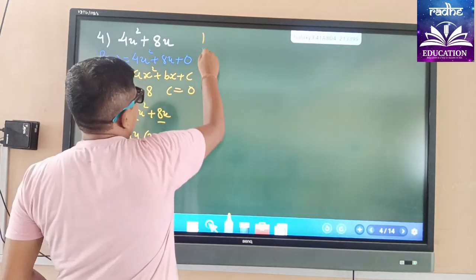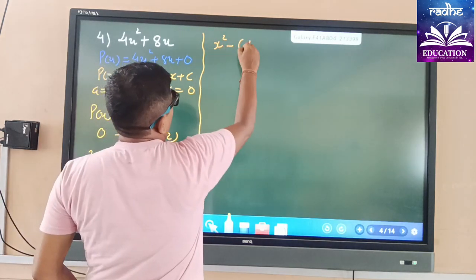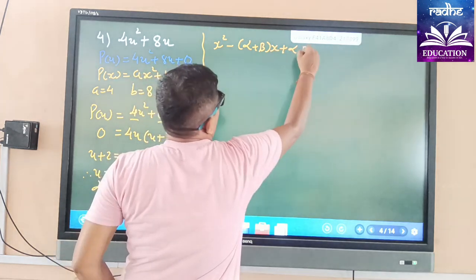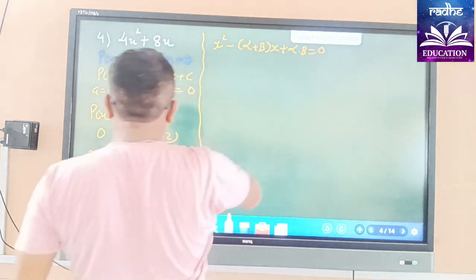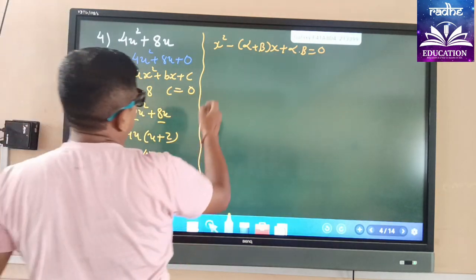Now we will compare it with the standard form, that is x² − (alpha + beta)x + alpha times beta equals 0. If you put in all the values, then you will get this equation again, but we will not do it in that much detail.